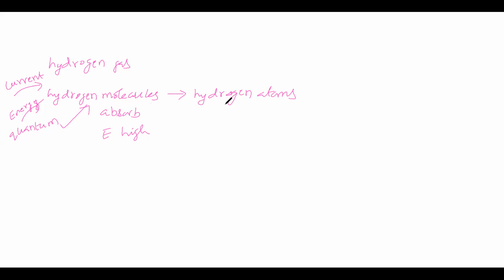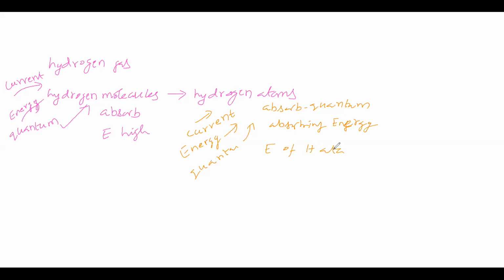Then the passing of current is continued. We are continuously passing the current, which means we are continuously supplying energy, continuously supplying quanta. This quanta strikes the hydrogen atom, so the hydrogen atom absorbs quantum. The hydrogen atom is absorbing energy, so the energy of the hydrogen atom becomes high.